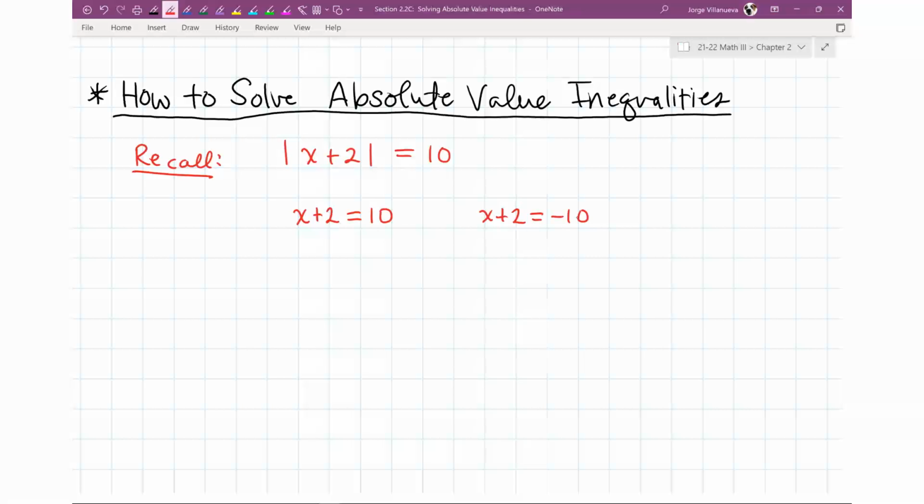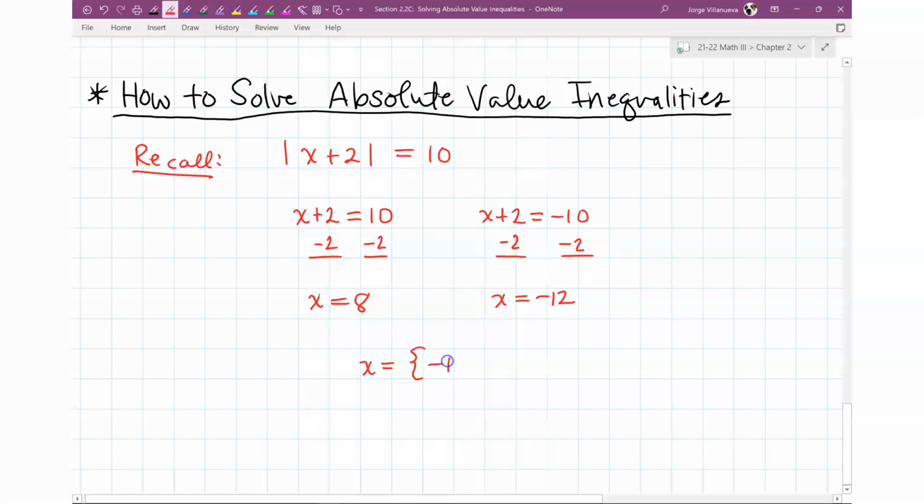Once you separate them, you got to solve them both. So we'll subtract 2. So again, this is just review. This isn't a brand new lesson or anything like that. And we'll subtract 2 on the other one. So we get x equal to negative 12. So notice my answer is negative 12 and 8. Okay? I mean, great. We did that. But we already knew how to do that. So this is how you solve an absolute value equation.